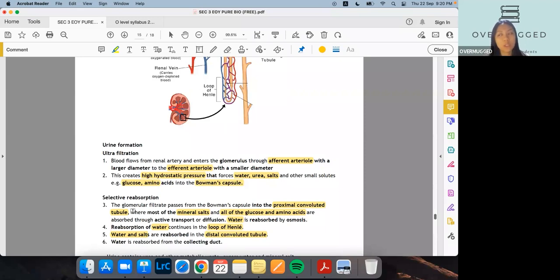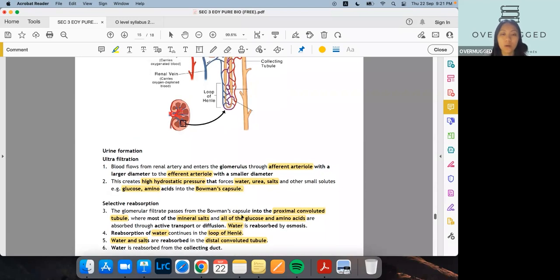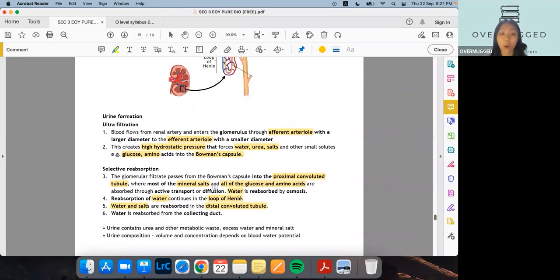But it depends on the mark allocation. If the mark allocation is not much, you don't have to write so detailed. But I guess the most important one is the proximal convoluted tubule, because in a healthy case, all of the glucose and amino acid will be reabsorbed by the proximal convoluted tubule. So that is the process where urine is formed.